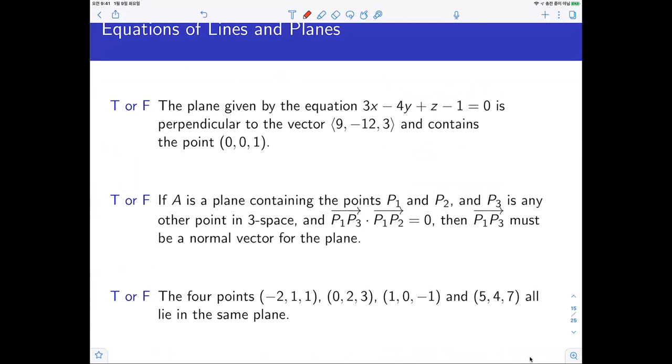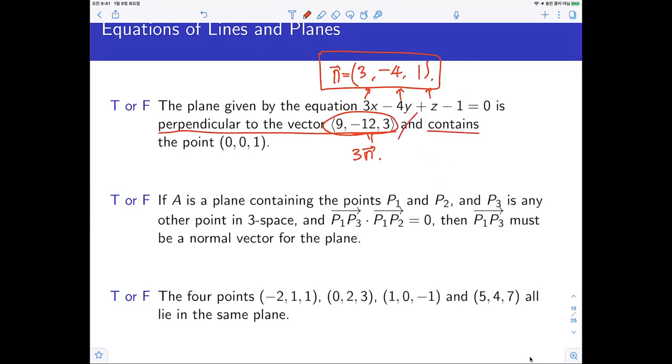Okay, as I said, to find the normal vector of the plane, we can write down the normal vector from the coefficients. There are 3, minus 4, and 1. So in this statement, perpendicular to the vector minus 12, 3. This is 3n, so this plane is also perpendicular to this vector.